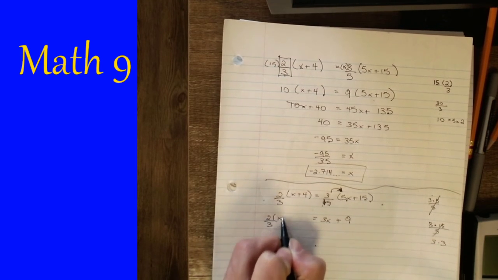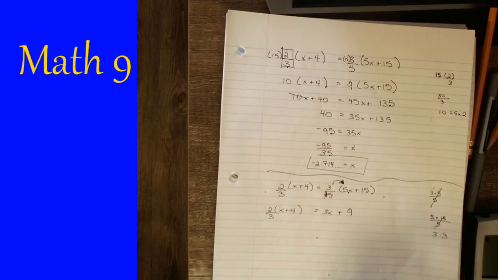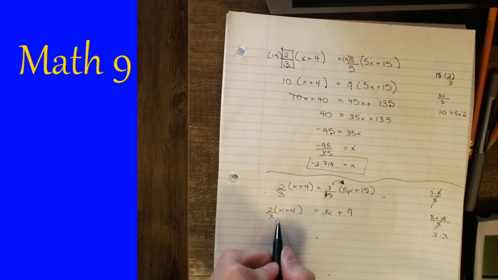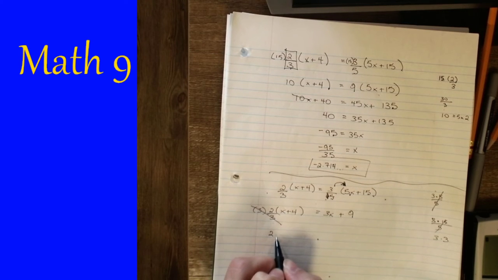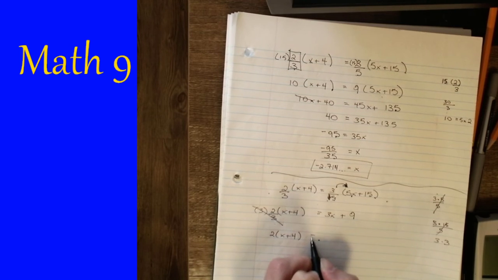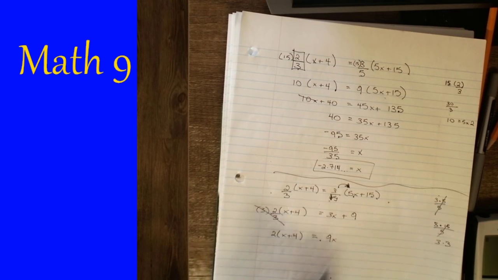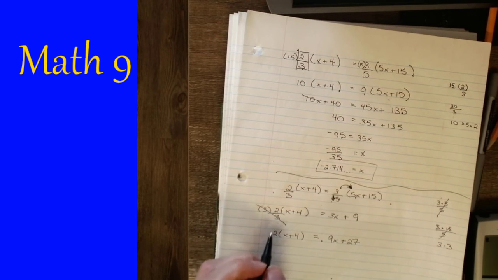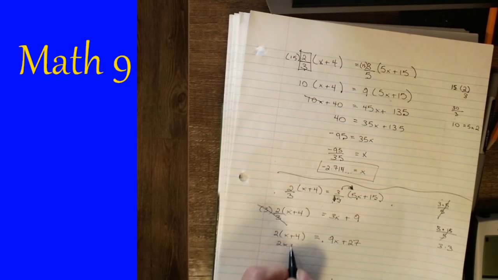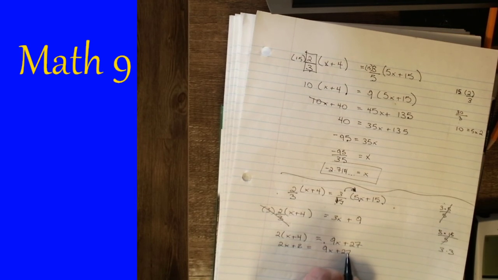Unfortunately, on the left side, I can't quite do something so nice. And so this is another thing we could try. I'm just going to multiply everything by 3. So that cancels, and I'll have 2 times x plus 4 is equal to, well, I multiplied by 3, so it's 3x times 3. That's 9x. And 9 times 3 is 27. I'll expand this out: 2x plus 8 is equal to 9x plus 27.